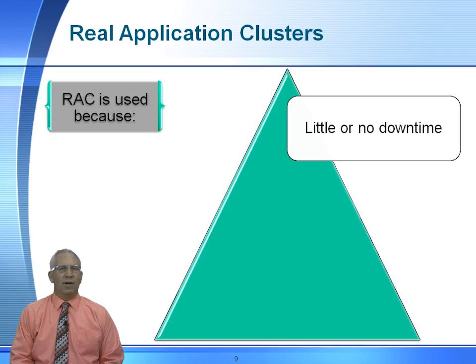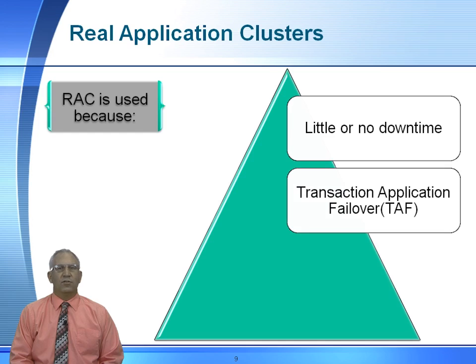So why do you use RAC? What is the value of using RAC? Well, we support little or zero downtime. So again, we no longer have a single point of failure. We will support what's called TAF, or Transparent Application Failover. What this means is, in the event that I have an application up and running on a specific node, if that node goes away, the application would then be transferred over to the surviving node.